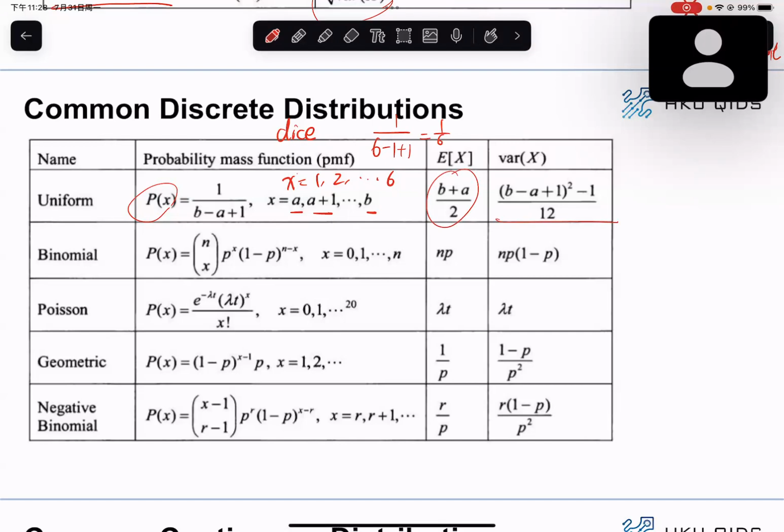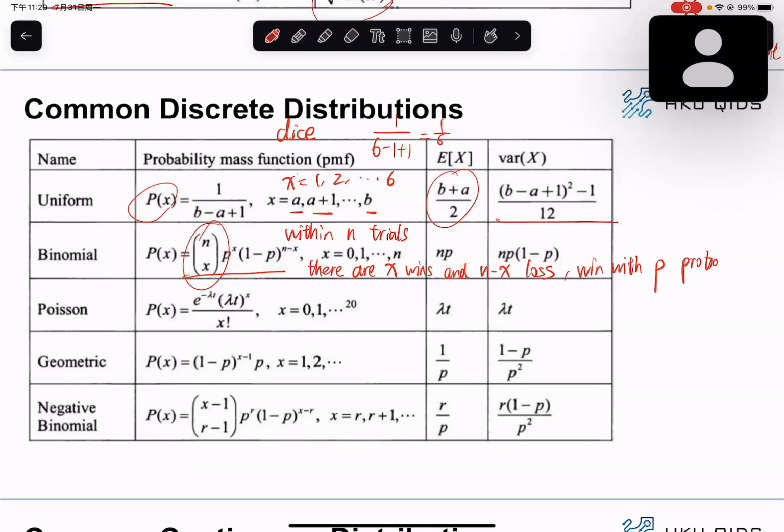And for the binomial, the binomial case looks quite similar with the combination number. We have a combinatorial here. But what does it mean? It basically means that within n trials, there are x wins and n minus x losses, and we win with probability p.